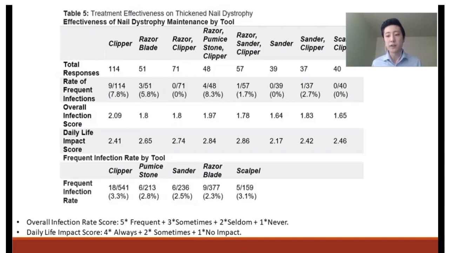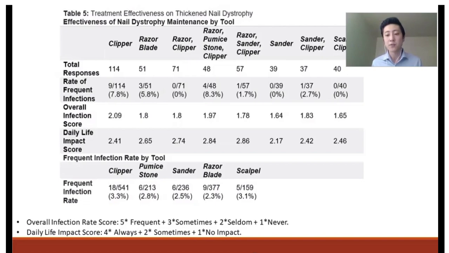Among these, use of a clipper and razor, scalpel and clipper, or sanders only was associated with the lowest infection rate. To better quantify the infection rate and overall emotional impact on PC patients, two weighted scores were used: overall infection rate, OIR, and daily life impact, ELI. These considered more frequent occurrences to be more significant.